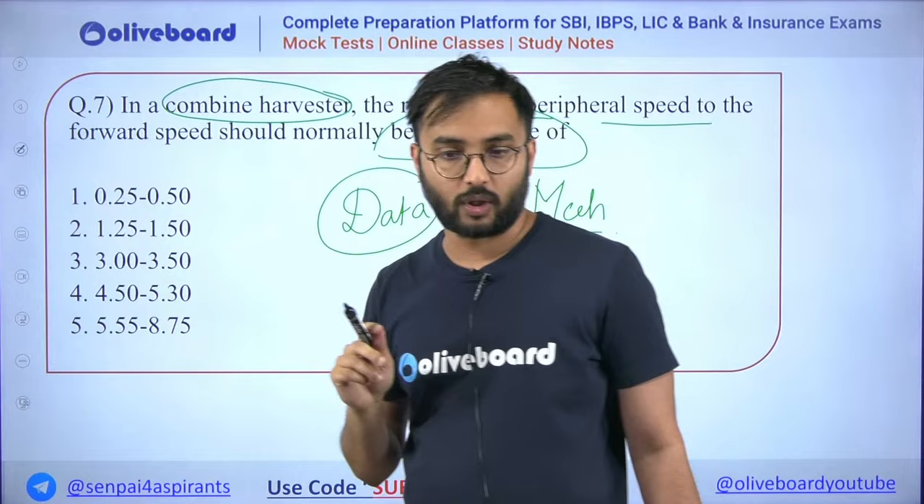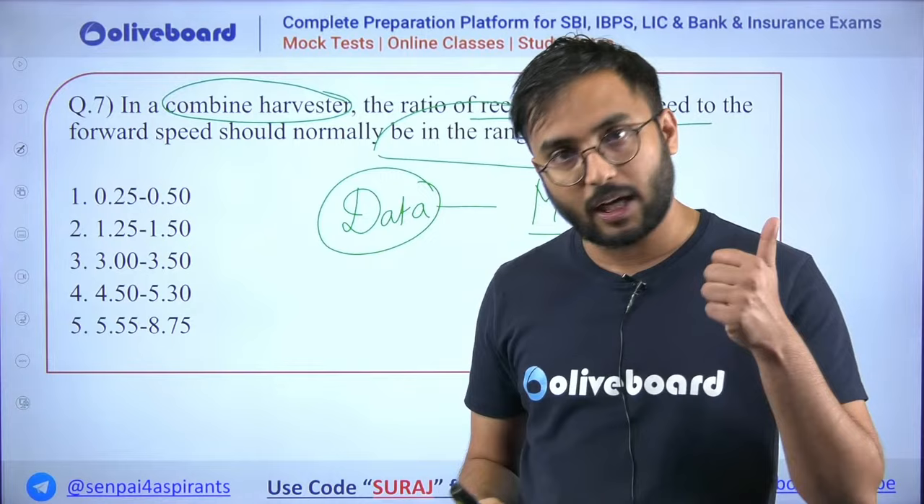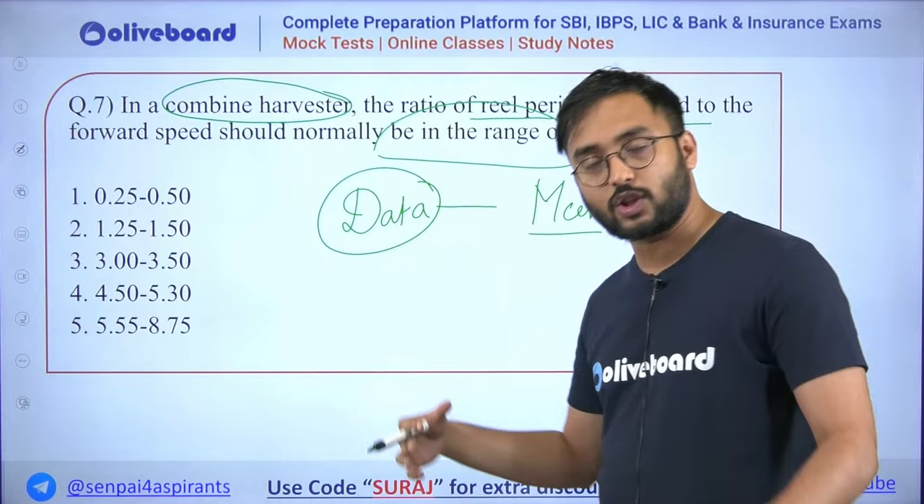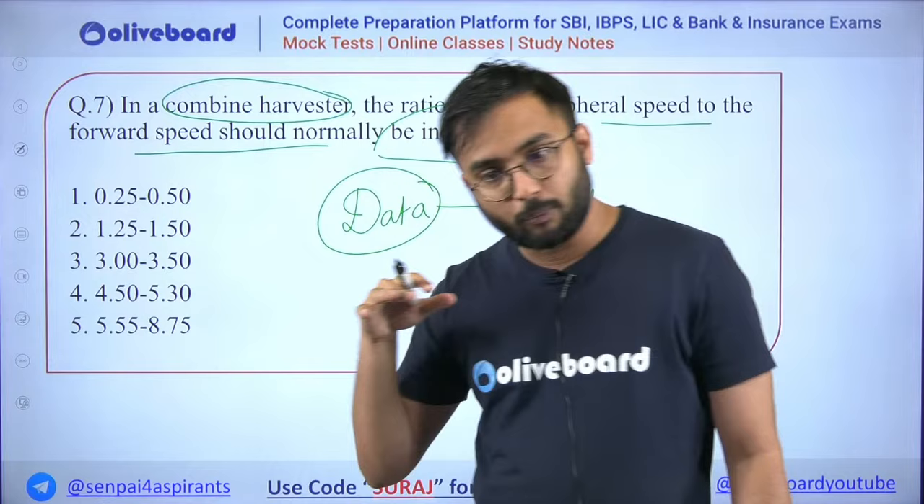A very important and huge device which looks after complete harvesting, threshing, such activities in different extensive agricultural practices. When we are talking about a combine harvester, what is the ratio of reel peripheral speed? Reel peripheral in the sense, whatever reel it has in front of it, that peripheral speed and its forward speed. So, the movement of the combine harvester and its rotating drum, that ratio has been asked.